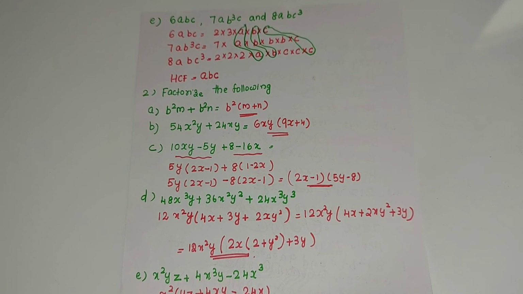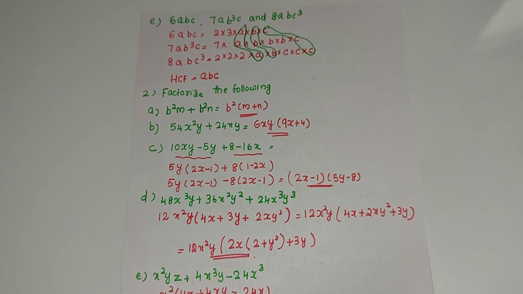So here A is common for all three terms and B is common and C is common. You can take this A, B, C and taking the product you will get the HCF. And here also you can take another method: 6, 7 and 8, HCF is 1, and A. HCF is A, and B cube and B, HCF is B. Here it is B, and C cube it is C. So HCF is A, B, C.